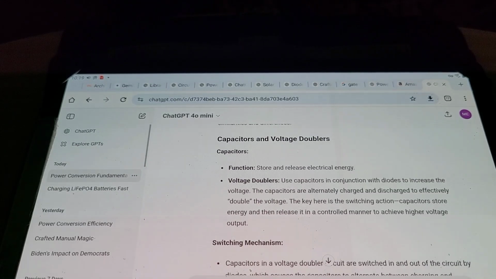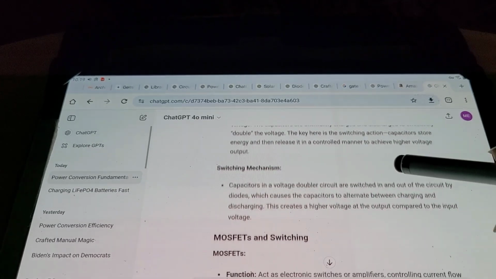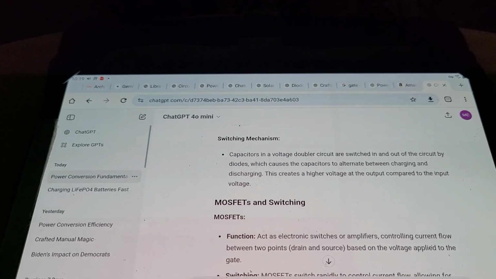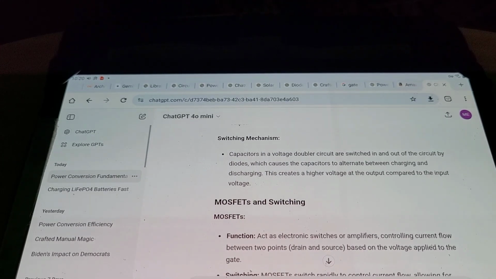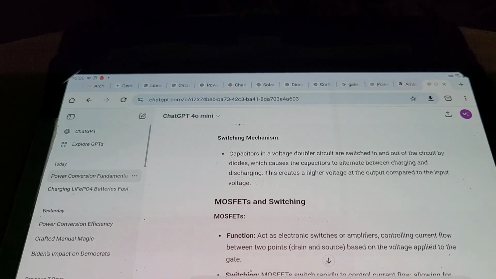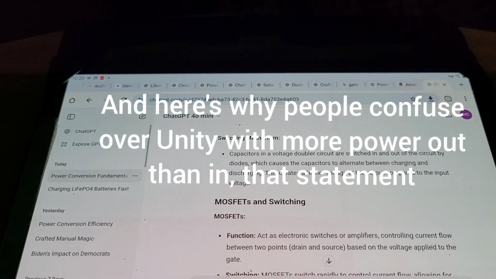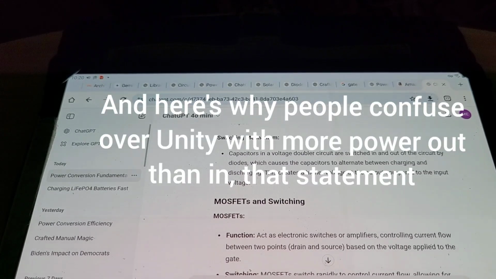The key here is the switching action. Capacitors store energy and then release it in a controlled manner to achieve higher voltage output. Switching mechanism. Capacitors in a voltage doubler circuit are switched in and out of the circuit by diodes, which causes the capacitors to alternate between charging and discharging. This creates a higher voltage at the output compared to the input voltage. MOSFETs and switching.